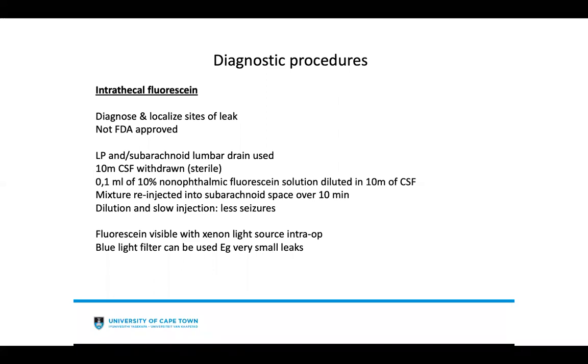And how they do it is they withdraw 10 milliliters of CSF in a sterile manner. They then take 0.1 mL of a 10% fluorescein solution and dilute it in that 10 mL of CSF. That whole mixture is then re-injected very slowly into the subarachnoid space over 10 minutes. You have to give it very slowly because then it actually reduces your rate of seizures.